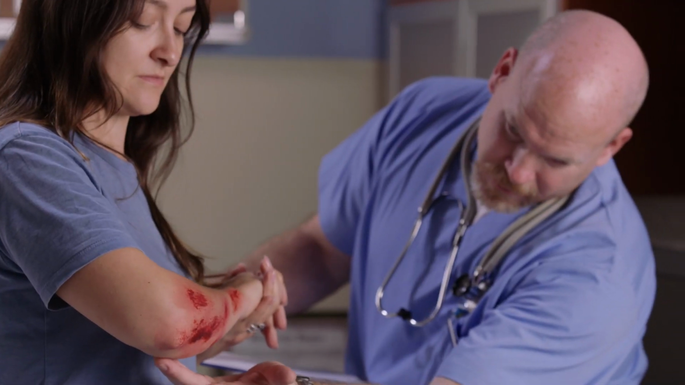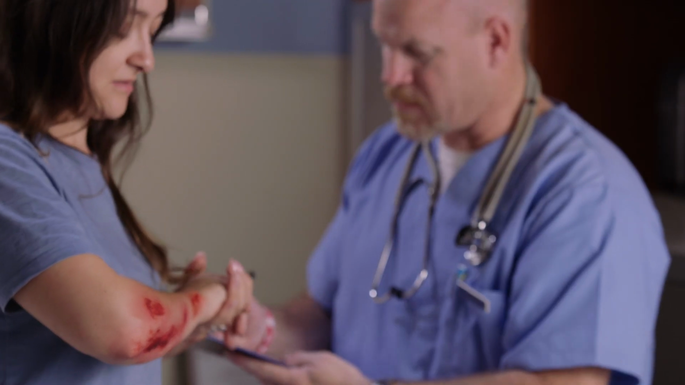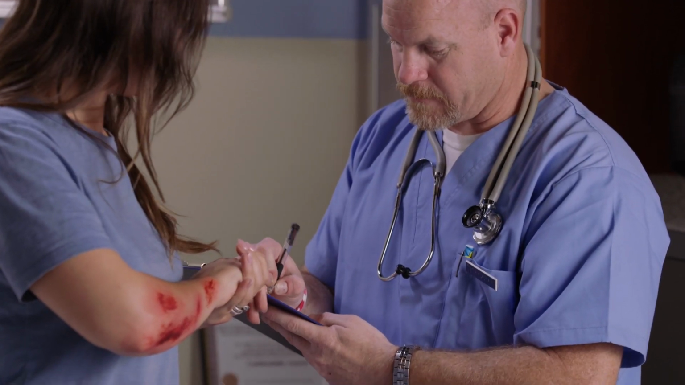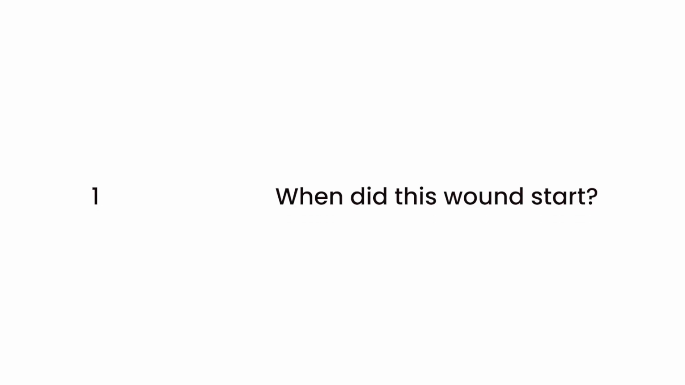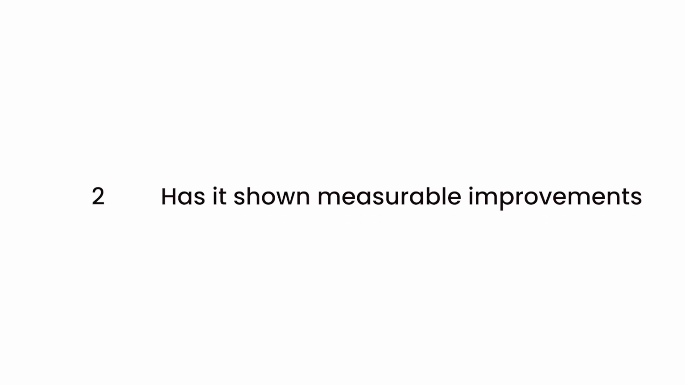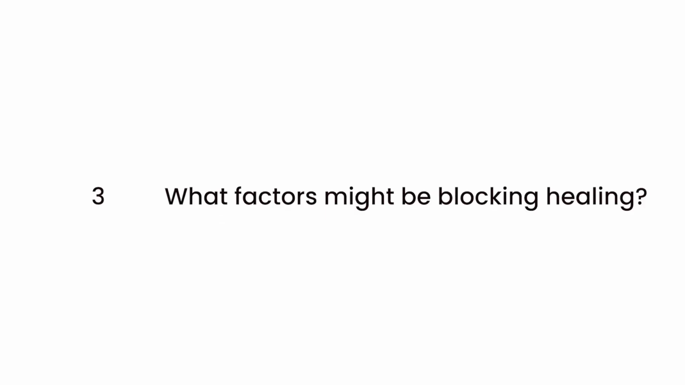So what do you need to do first when you're looking at a wound and trying to figure out if it's acute or chronic? Well, you need to ask 3 questions. 1, when did this wound start? 2, has it shown measurable improvement since it started? And 3, what factors might be blocking healing? Let me break that down.